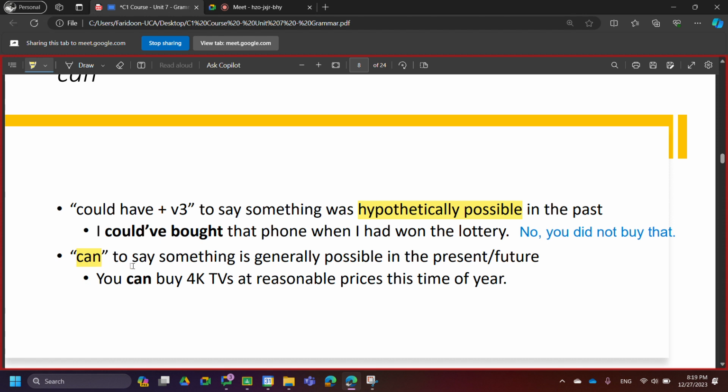Okay, another one is can. You can use it to say something is generally possible in the present or even in the future. Example: you can buy 4K TVs at reasonable prices this time of year. I'm not 100% guaranteeing it, but there is a possibility that if you do go to the markets, the electronic stores or something, you're going to find 4K TVs at good prices. So this is a possibility about the present and the future.